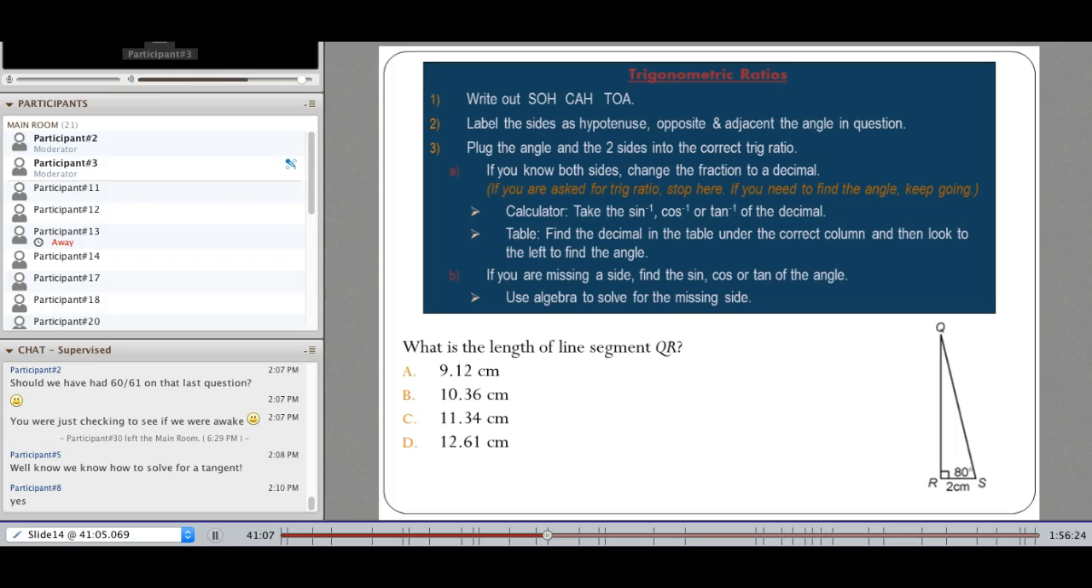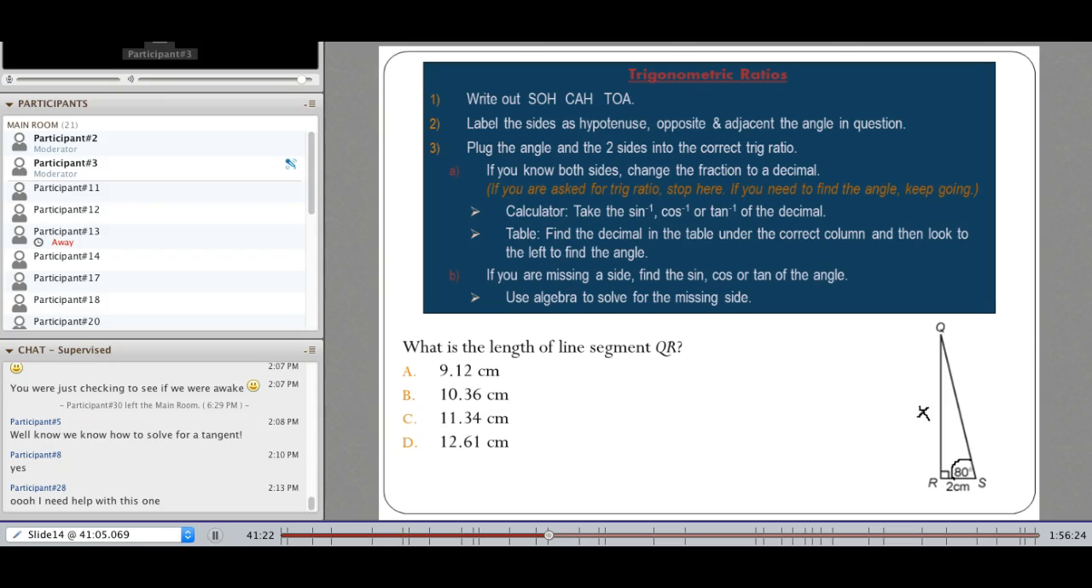All right, what is the length of line segment QR? Okay, so we're looking for QR. I'm going to put an X there. We have angle S, and we have side RS. So this is the type of question where you've got to figure out what trig ratio you should use, and you want to look at the information that's given to you.